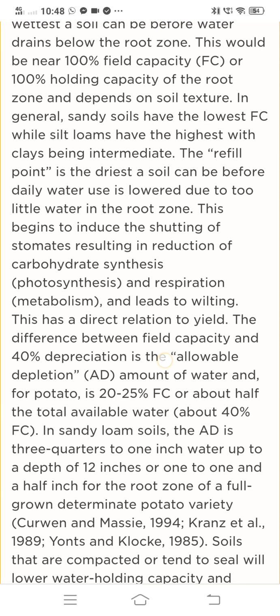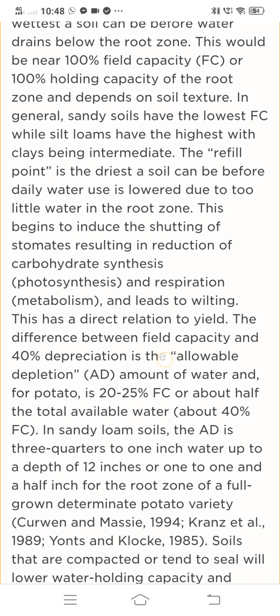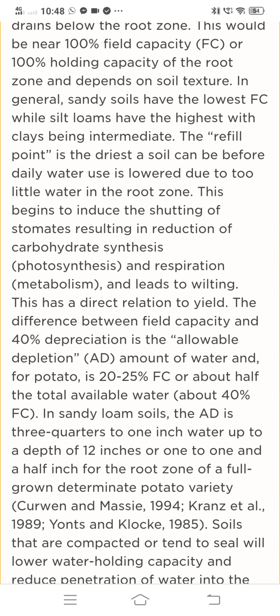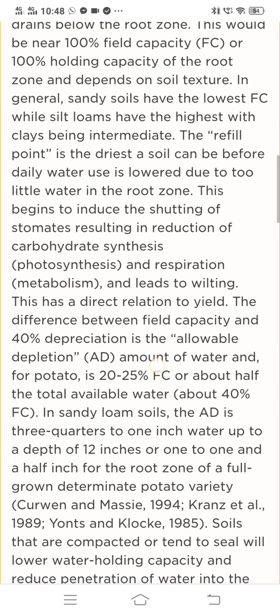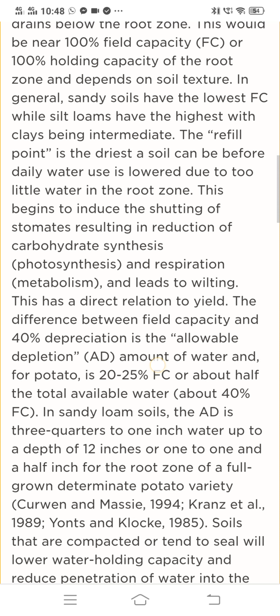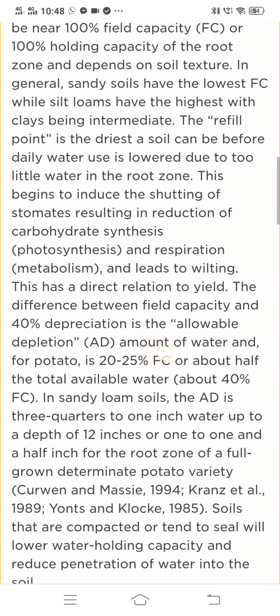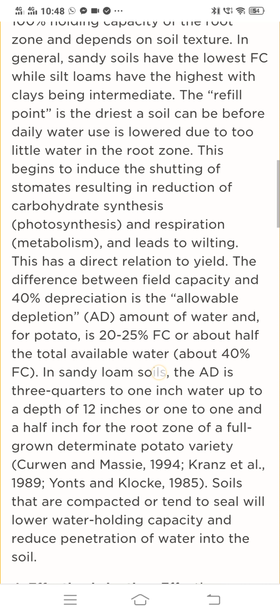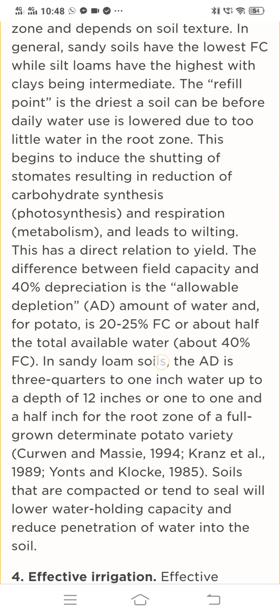The refill point is the driest a soil can be before daily water use is lowered due to too little water in the root zone. So, first watering and second watering. The time difference between first watering and second watering will be decided by the drying of soil within the root zone. This begins to induce the shutting of stomata.